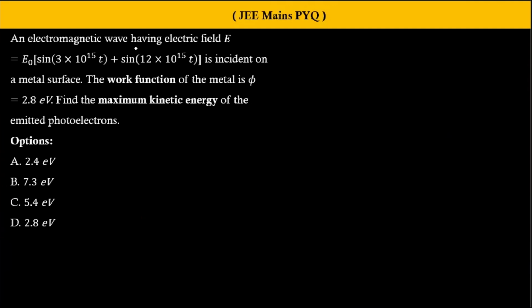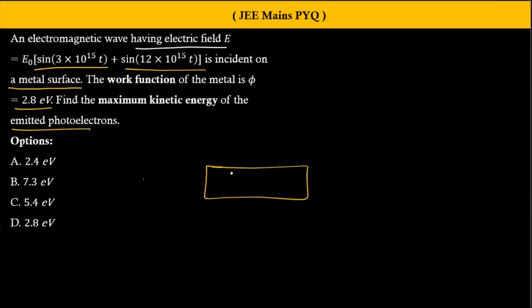An electromagnetic wave having electric field, this. So हमारे पास electromagnetic wave था, electric field this and this. Sum of these two things. Each incident on a metal surface. Work function is given. Find the maximum kinetic energy of emitted photoelectrons. तो देखो इस क्वेश्चन को हमें थोड़ा प्यार से डील करना है. इस मेटल सरफेस पे जो लाइट फॉल कर रही है उसका इलेक्ट्रिक फील्ड ऐसा है. तो this electric field is sum of two fields, right?